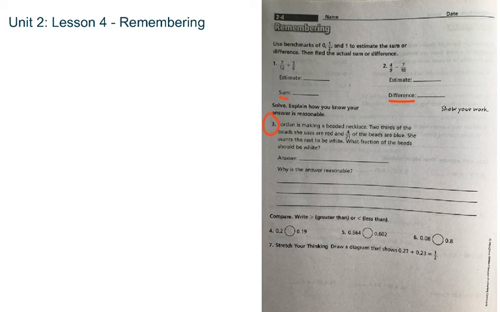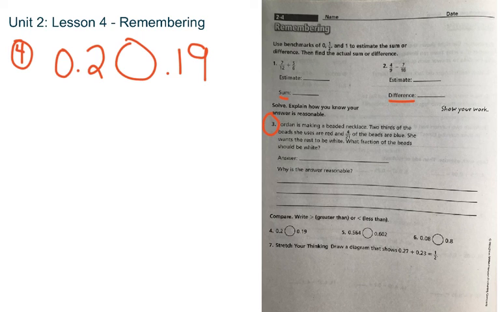Number 4, 5, and 6, you're comparing fractions, and just like I did in our other video with the homework side, we'll go ahead and look at number 4 together. It is comparing 0.2, and you're comparing it to 0.19. And the best way, I think, to do this for me is to line up my decimals and write the numbers out.